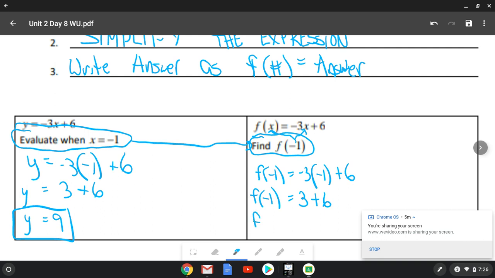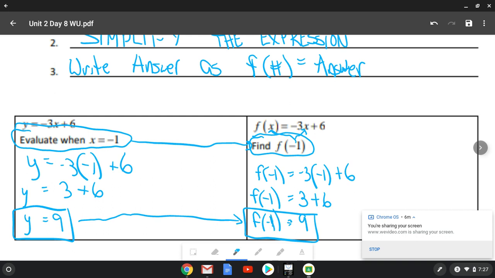And 3 plus 6 is 9. So if we compare these two answers, this one that we started with and this one that we did on the right side, the one on the left is not in function notation, the one on the right is. And we know that because of the f, which stands for function. It's got a parentheses, and it tells you in that parentheses what we plugged in.